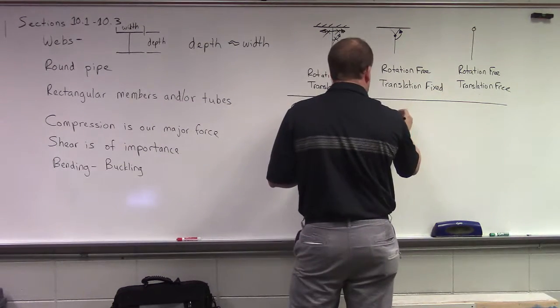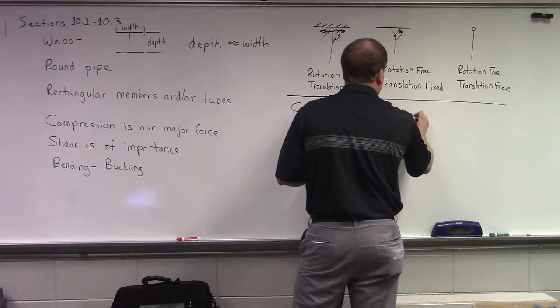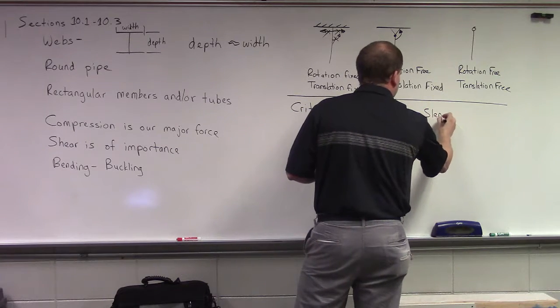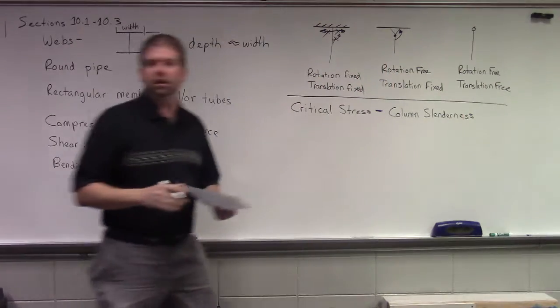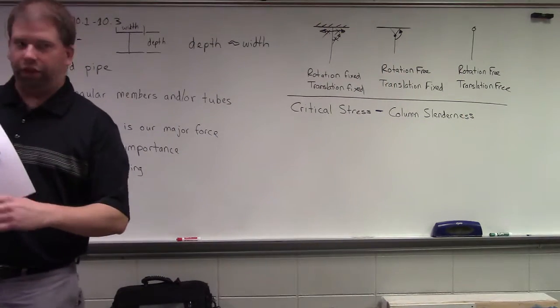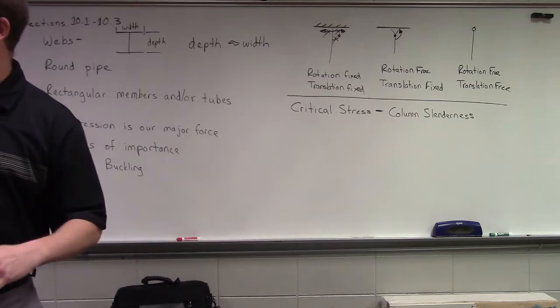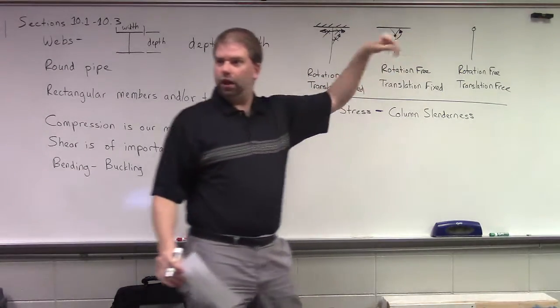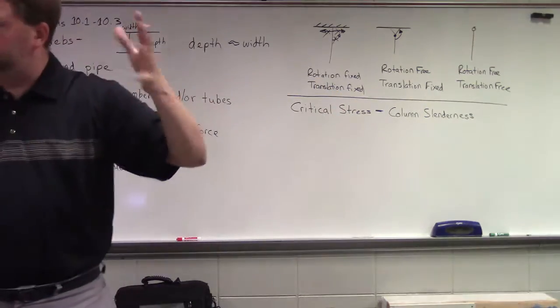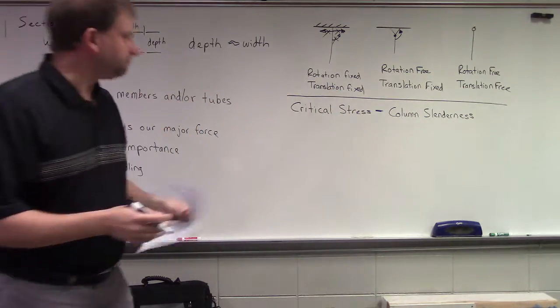And this is going to be based on what the book defines as column slenderness. It's going to be the ratio of that length to its radius of gyration, how it's going to be able to rotate about those end conditions. Does that make sense?